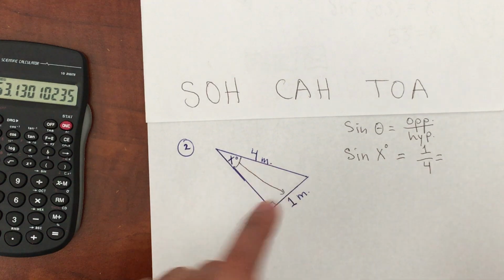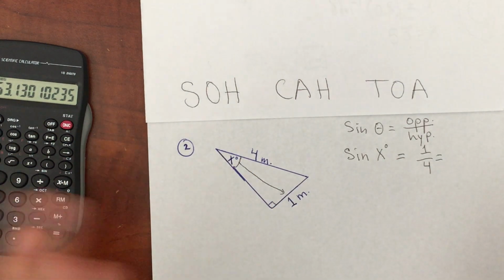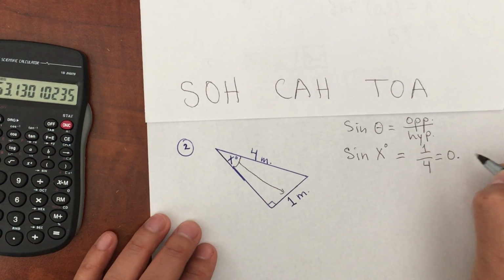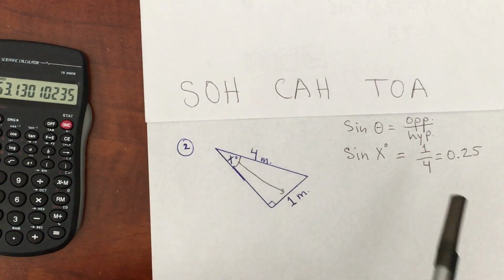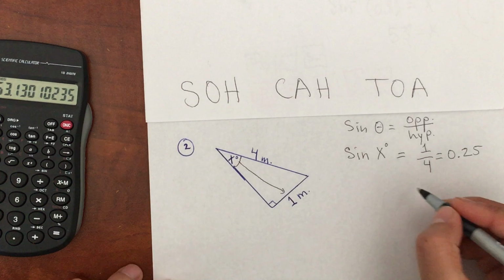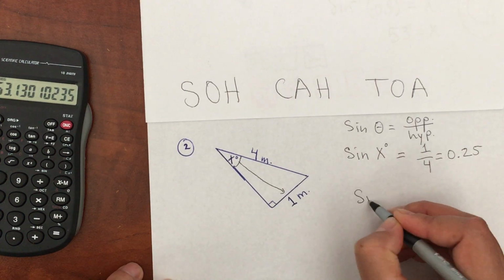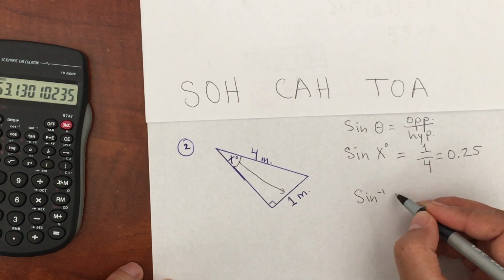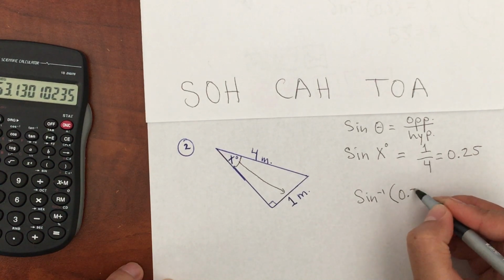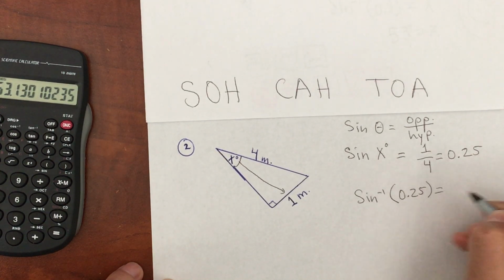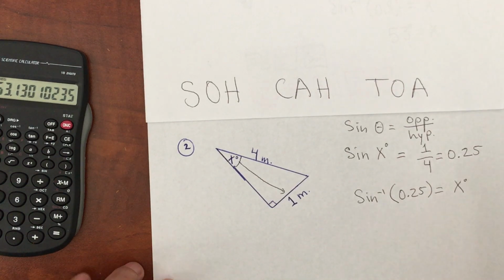I find this ratio by dividing 1 divided by 4. It's one of those that you should know. Try to remember as many as you can in small fractions. And so I'm going to put the inverse of sine times that ratio that I found, 0.25. It's going to give me the angle measurements.